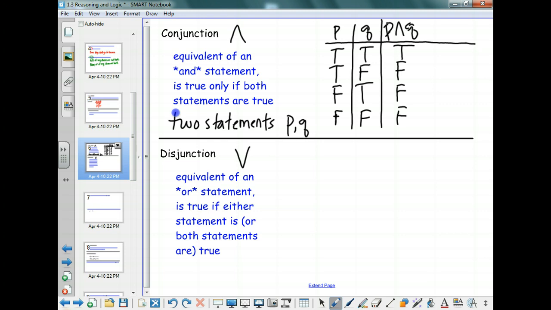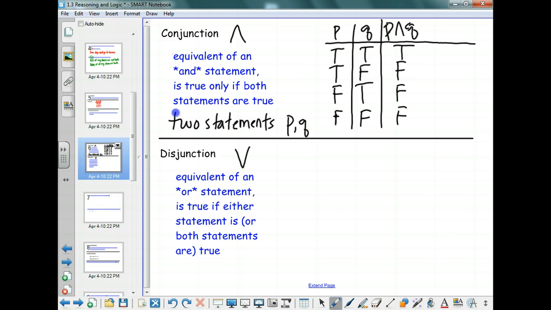are true. So if I make the statement, I ate cereal this morning, or I drove to school, all it takes for that statement to be true is one of those pieces being true. And if they're both true, then it's still true. Right? We're using the type of or that is what's called an inclusive or. It means that if both statements are true, the statement is still true.